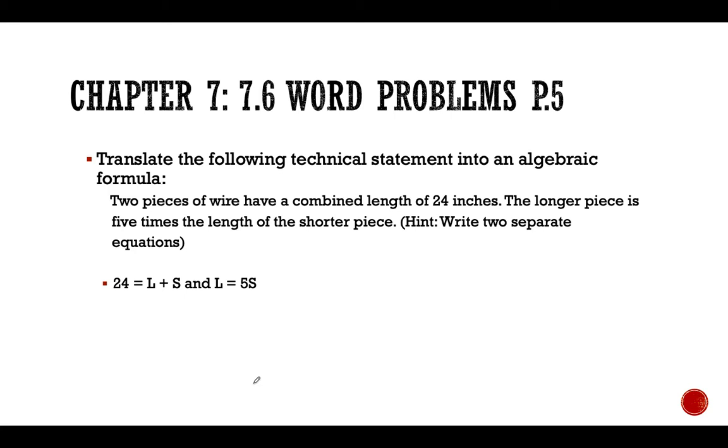So let's take the first sentence. Two pieces of wire have a combined length of 24 inches, and turn that into an equation. 24 equals L, which is the longer piece, plus S, which is the shorter piece. The second equation maps to the second sentence. The longer piece is 5 times the length of the shorter piece. L, the longer piece, equals 5S, where S is the shorter piece.